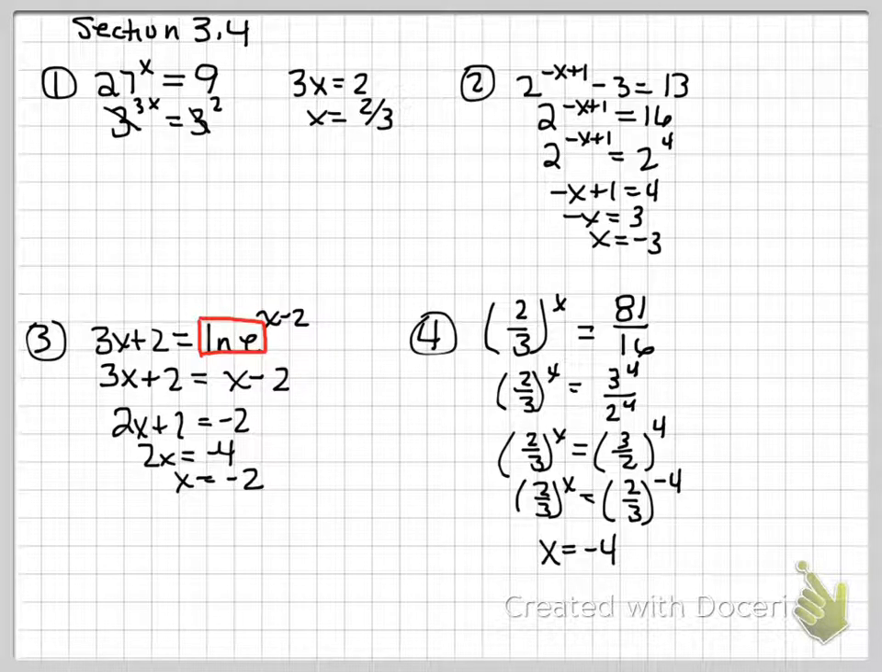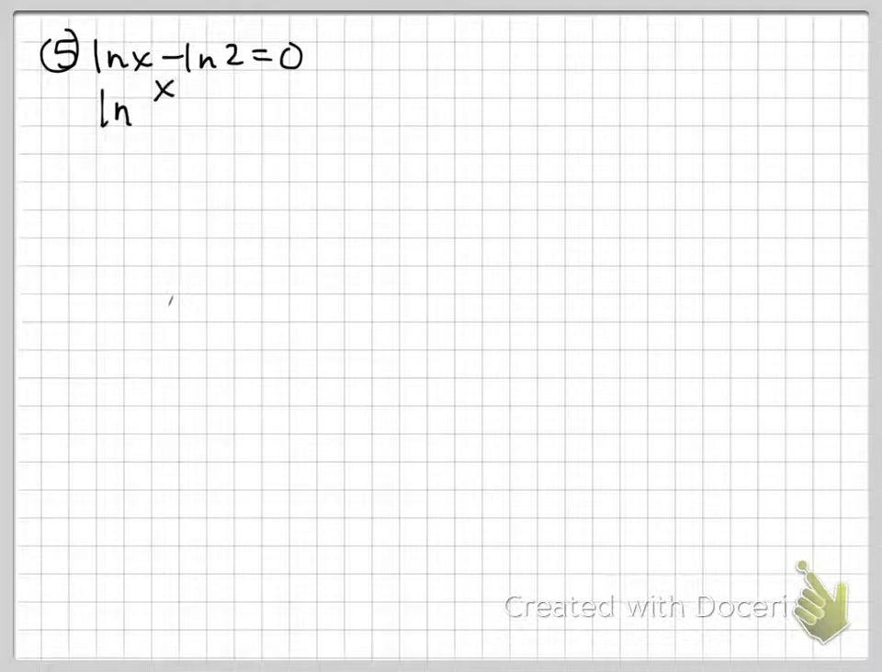Let me get a clean slide. Alright. So question 5: ln of x minus the ln of 2 equals 0. First thing I want to do is condense it. Since it's subtraction, I can rewrite this as ln of x divided by 2 equals 0. If you remember correctly, the base of the natural log, ln, is e.